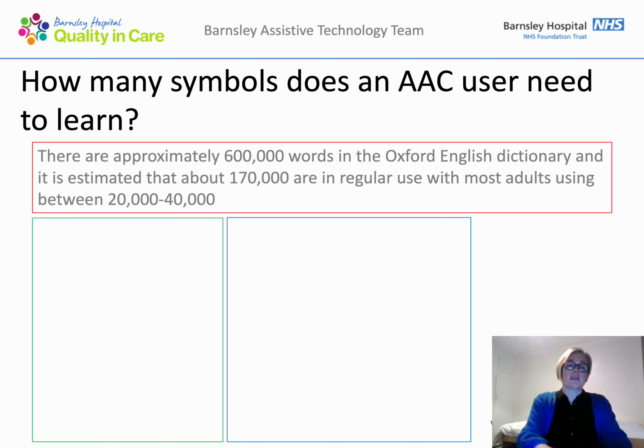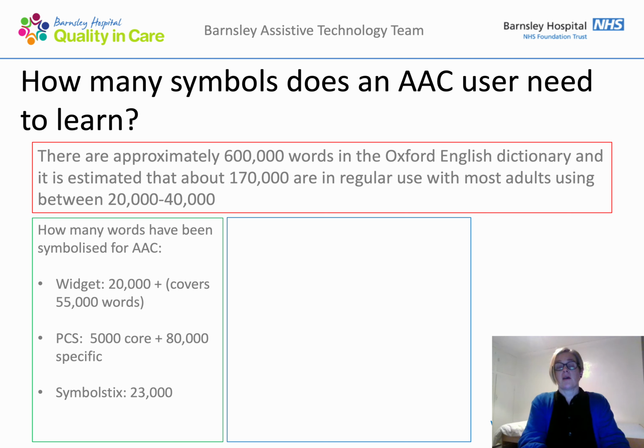So that brings us really to thinking about how many symbols does an AAC user really need to learn to be able to express what they want. So you can see there that there's approximately 600,000 words in the Oxford English Dictionary, and most adults would use between 20,000 and 40,000. But that's obviously unrealistic to expect anybody to learn that number of symbols.